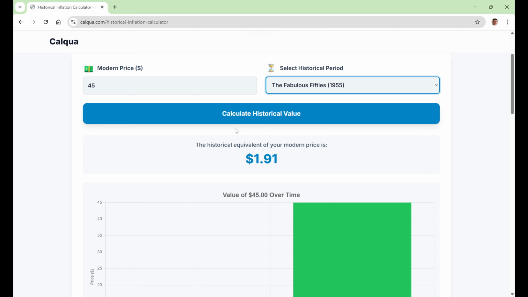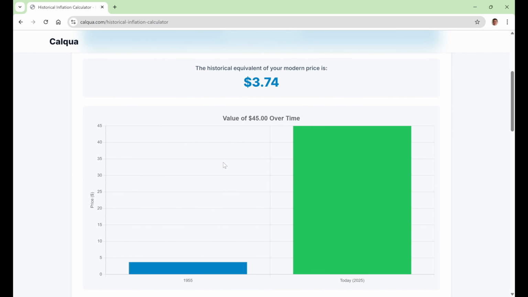the Fabulous 50s. The economy was booming, consumerism was on the rise, and a new middle class was emerging. The conversion of $45 reveals a 1955 equivalent of $3.74. This shows a steady increase in prices from the Depression era as the nation entered a new period of stability and growth. The American dream was being built, and while wages were rising, the cost of living was also on an upward trajectory, a pattern that would continue for decades to come.